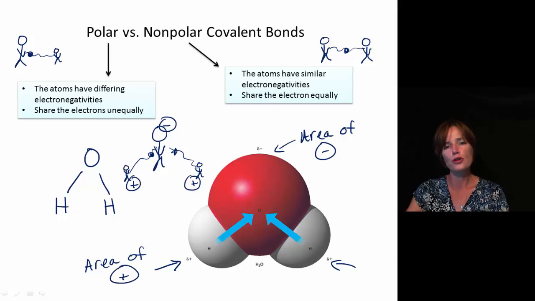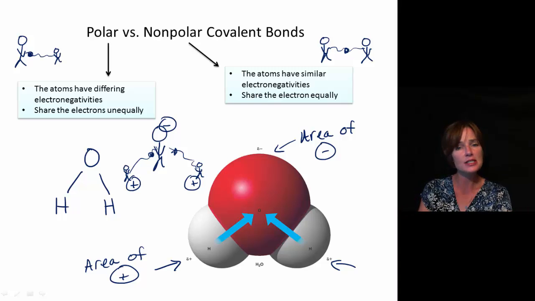Anytime we have polar covalent bonds, we will get an area of negative surrounding the really strong one, and we will get an area of positive surrounding the really weak one that we have. If we happen to have non-polar covalent bonds, then you have this nice neutral coverage of charges over the surface. So we won't have an area of positive, we won't have an area of negative. It'll just be neutral.